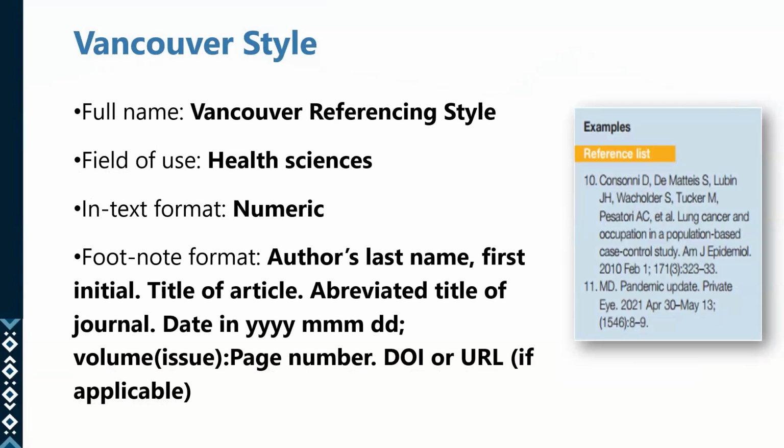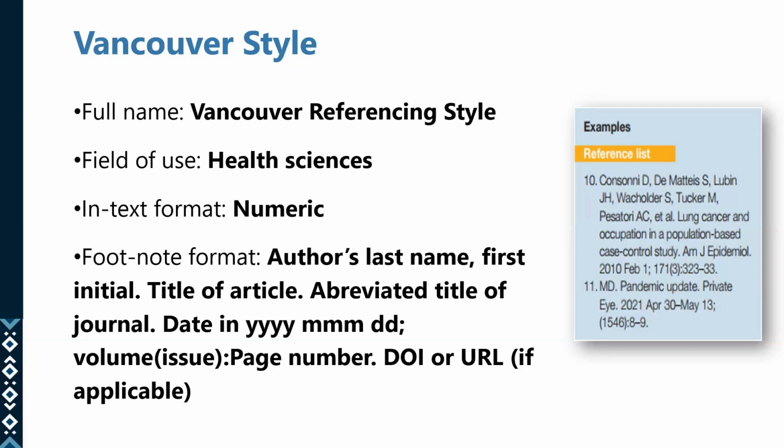The next component that we are going to see is the style, the different styles. Since we cannot see all the styles, we will focus on a few styles that are commonly used in our health field. The first style we are going to see is the Vancouver style. The full name is Vancouver Referencing Style, and it is usually used in health science fields like biomedical sciences, medicine, nursing.